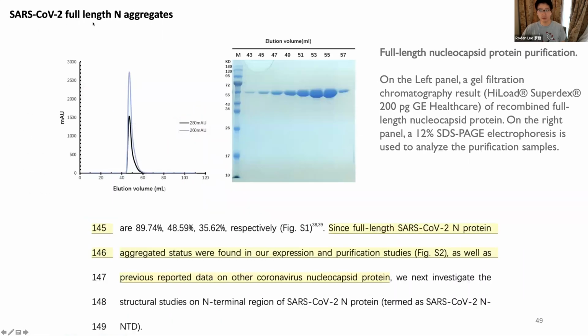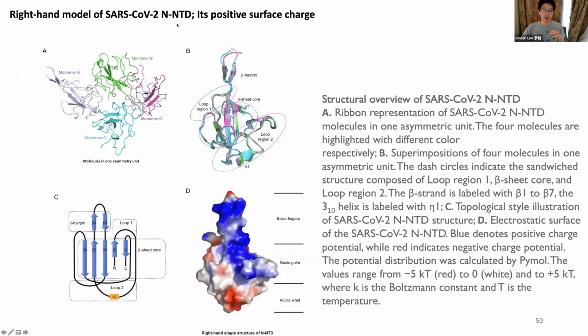The author tried to examine the structure of the full-length N, but in one of the experimental steps, the N aggregates, which I don't quite get. I didn't look into the details of this experiment, but it aggregates and it cannot perform the rest of the downstream experiments. So the author gave up on the full-length N and focused on the N-TD of N.